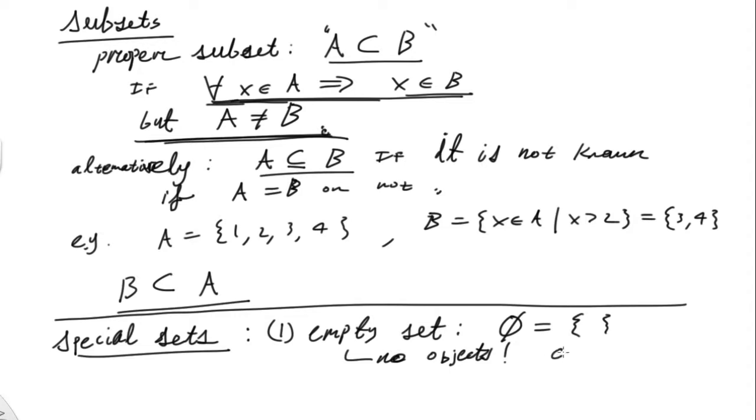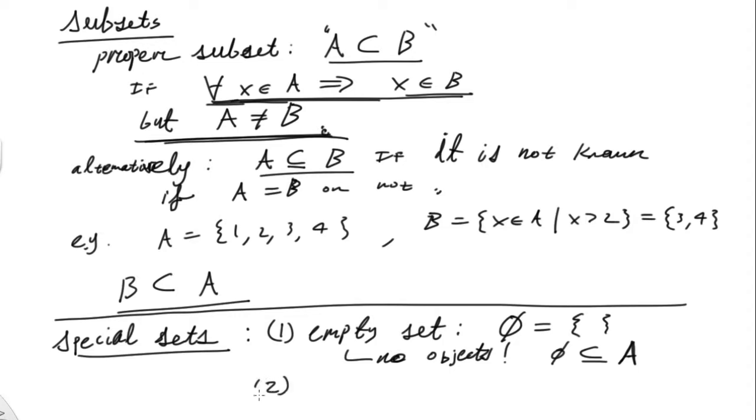And of course, it's always true that the empty set is a subset of any set A. I should put an improper note, because A itself could be the empty set. But in general, this is always going to be true.